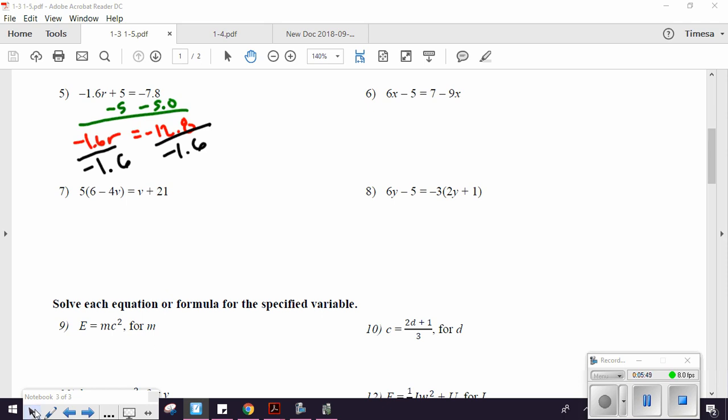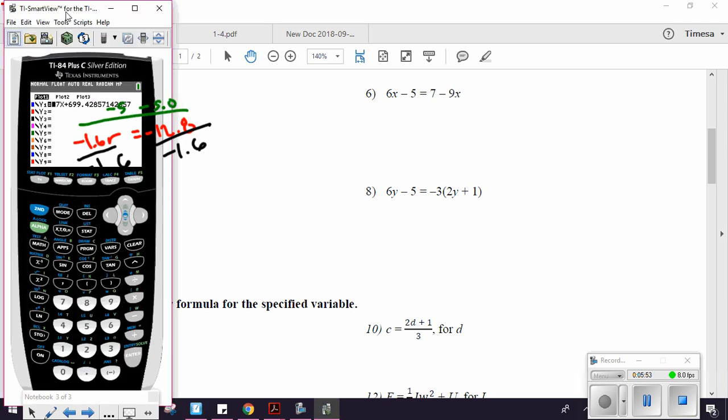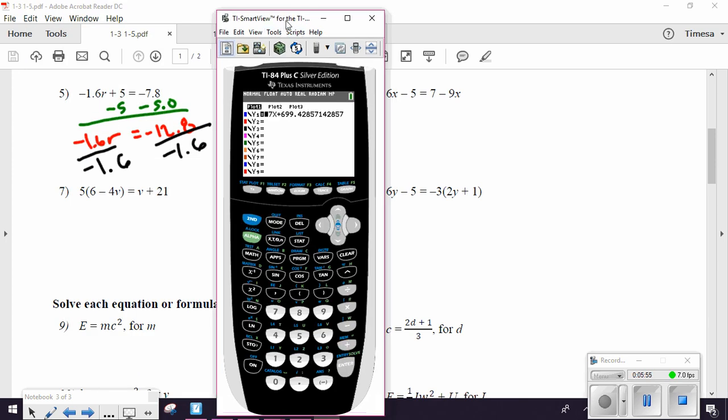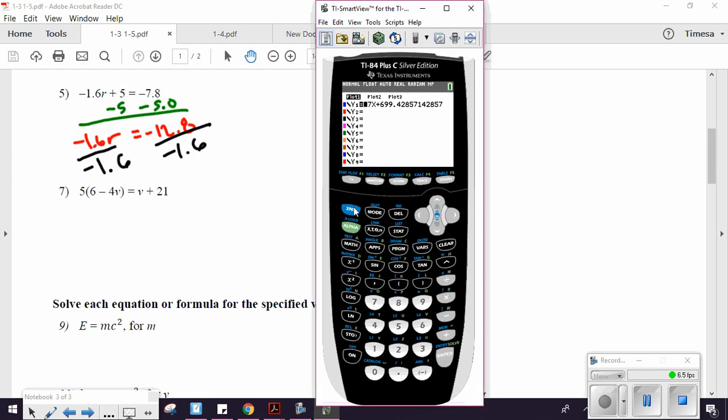And let's grab our handy dandy calculator. I'm sure I can do that by hand, but we're running low on time. So again, it's negative 12.8 divided by negative 1.6. And that's 8. So r is equal to 8.